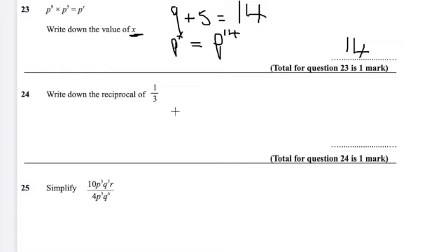Next one says write down the reciprocal of 1 over 3. The reciprocal of any number is the reverse of it. So reciprocal of 1 over 3 is 3. Same as if it was 1 over 9, it would be 9. If it was 1 over 7, it would be 7. It's the reverse of the number. You could also go backwards, so the reciprocal of 4 is 1 over 4.